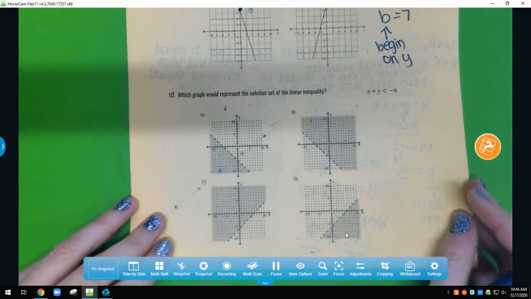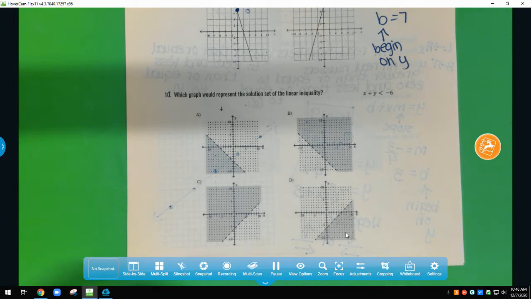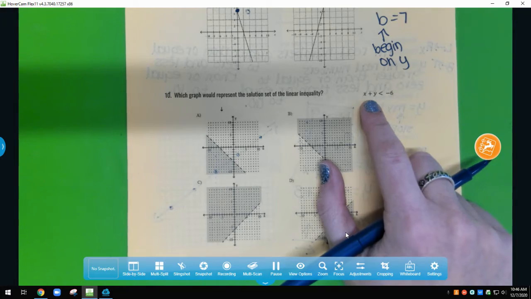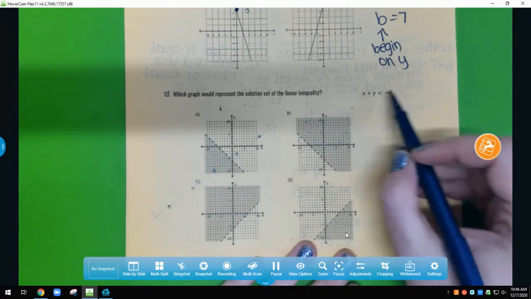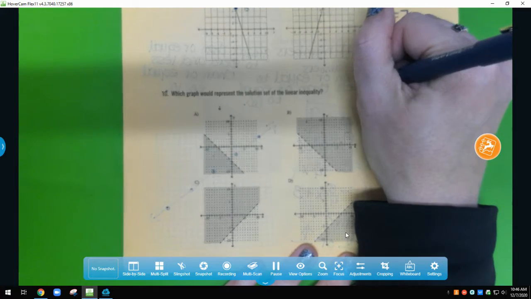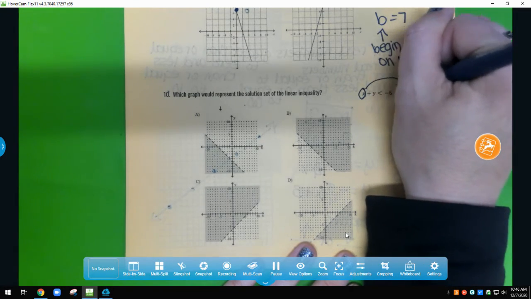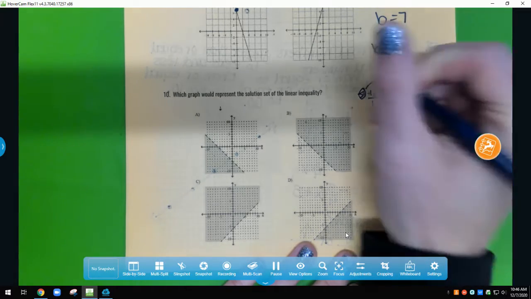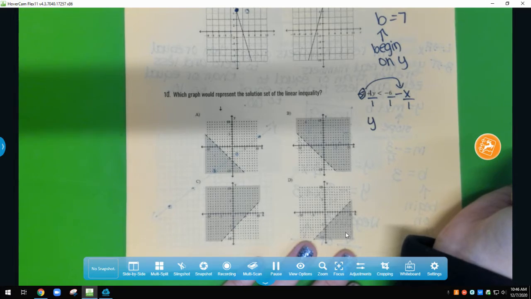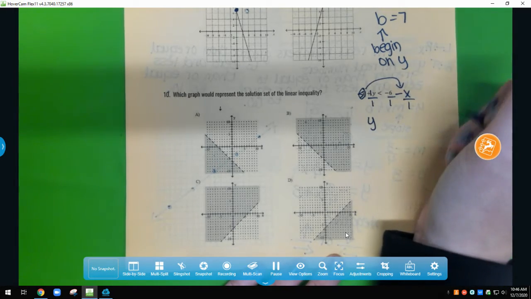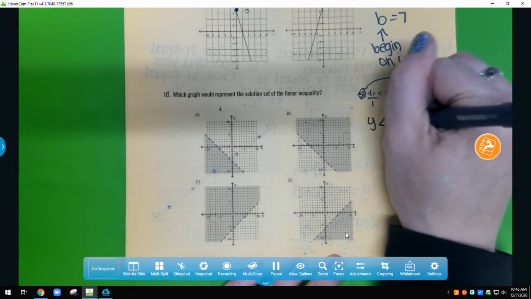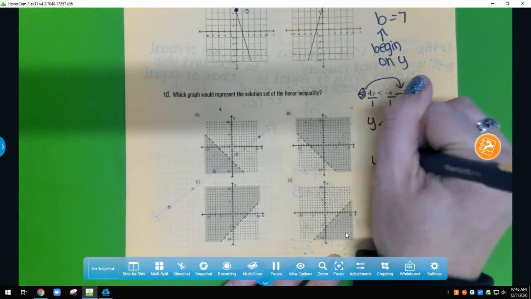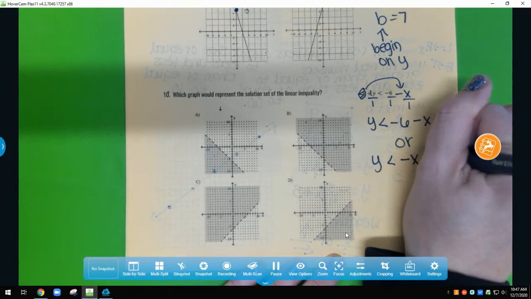Okay. Which graph would represent the solution set of the inequality? You need to make sure it's in slope-intercept form, especially on inequalities, because you could have to flip it. So we need to move the x, change the sign. Remember, there's a 1, so we're just dividing everything by 1. Since we're dividing by a positive, I don't need to flip it. So I'm going to have y is less than negative 6 minus x, or y is less than negative x minus 6.